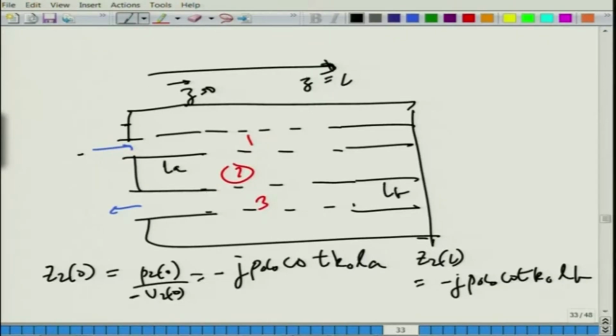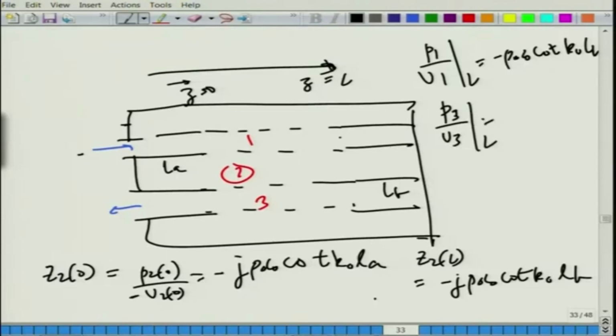Similarly, we can apply the appropriate boundary conditions here. Here it will be something like P1 by U1 at L is equal to minus rho naught c naught cot(k naught L B), and P3, I am sorry, by U3 at L is equal to minus rho naught c naught cot(k naught L B). We have 4 boundary conditions, 1, 2, 3, 4, which I have already mentioned, and at this point we do not have any boundary conditions, just the inflow and outflow conditions. These are all rigid plates.